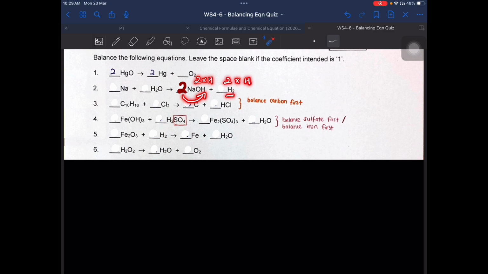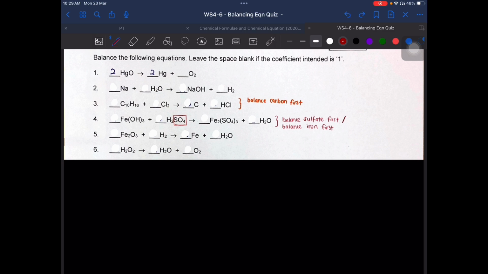This will give me an even number of H to work with, which is easier because now I can change this to a 2, and then my H will be balanced. Instead, if you decided to change the H here to a different number, this will make it more complicated because you'll be working with even and odd numbers, and it's a lot harder for you to balance the entire thing.